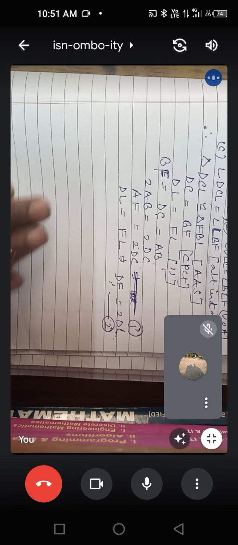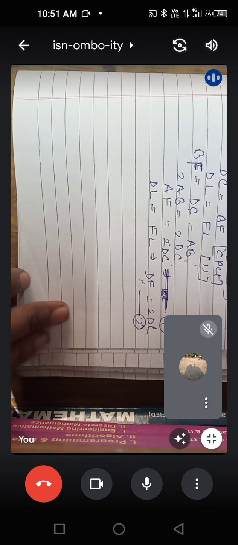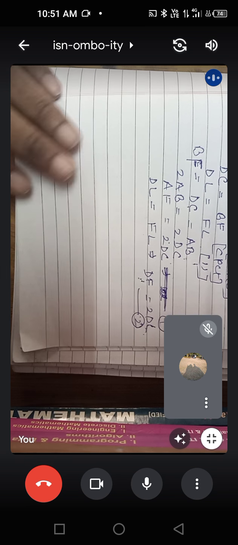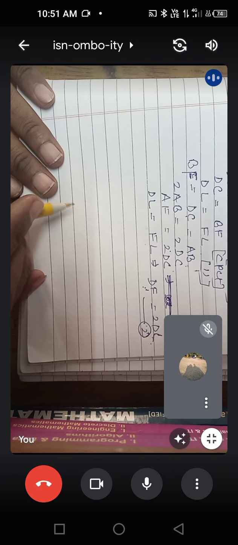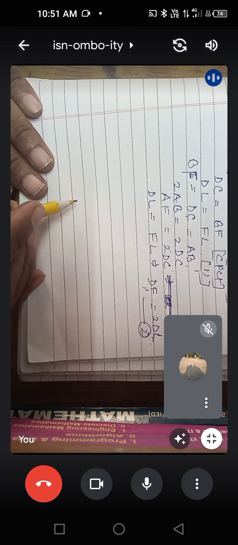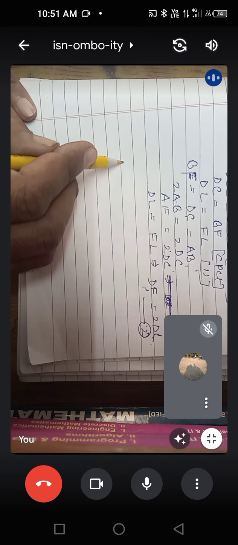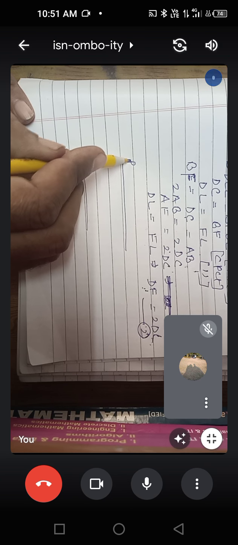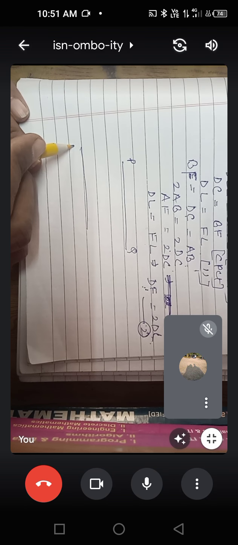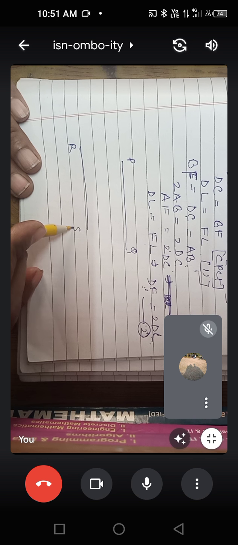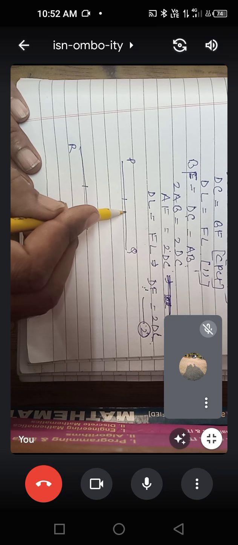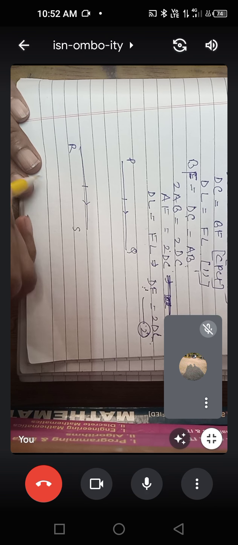Okay. Now let's see the solution for this. What does the question say? First thing, PQ and RS are two equal and parallel line segments. So you see one line is PQ and another is RS. This is PQ, this is RS. These are equal also and parallel also. Right?